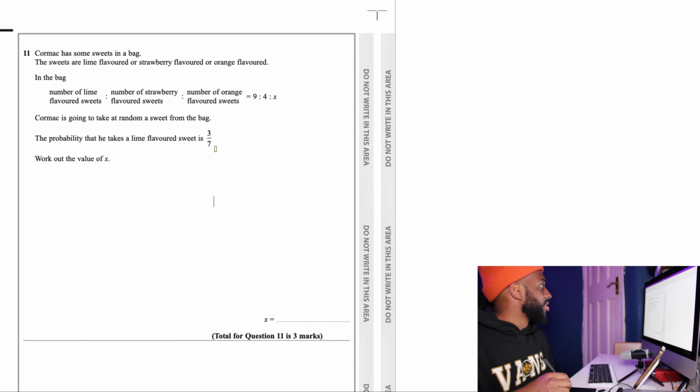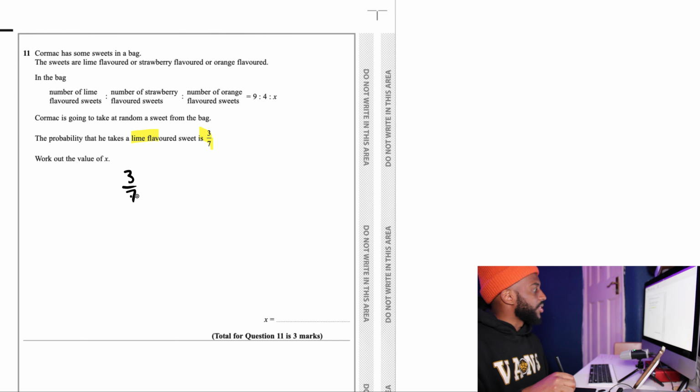Ratios. So in this question, we have a bag of sweets split up into lime flavor, strawberry flavor, and orange flavor. However, for the ratio, we don't know how many orange sweets there would be, and that's what we need to work out. But we have a bit of information here. We know that Cormac is going to take a sweet from the bag, and that the probability that he takes a lime flavored sweet is 3/7.